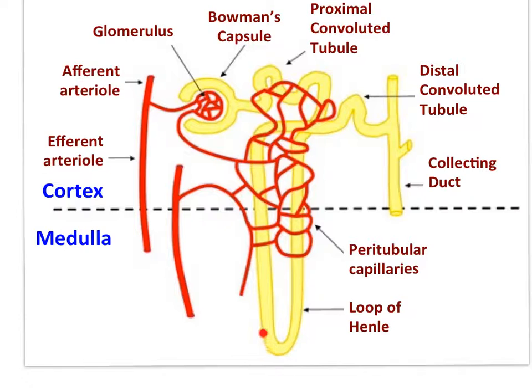Then the filtrate moves up the ascending limb of the loop of Henle back into the cortex. Then the filtrate moves into the distal convoluted tubule before entering the collecting duct, where it traverses the medulla from the outer edge of the medulla to the interior of the medulla before being released into the pelvis as urine.